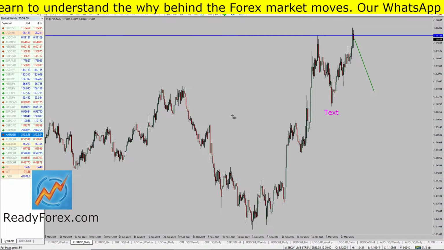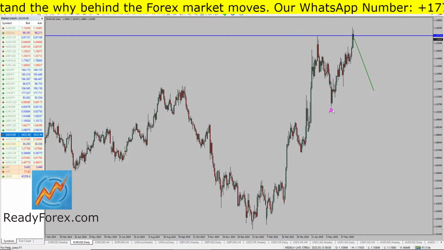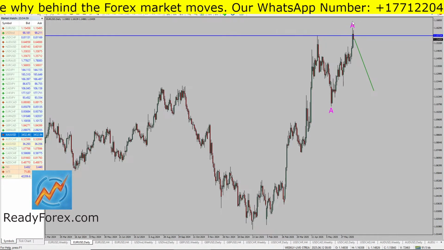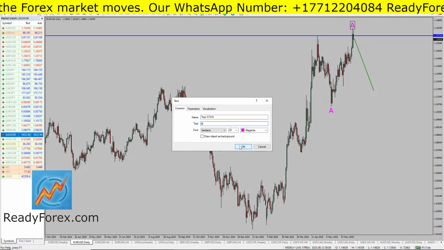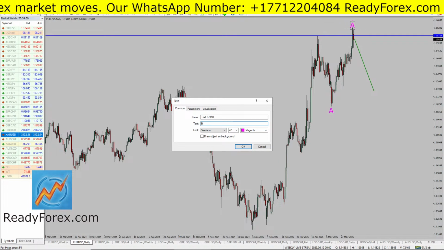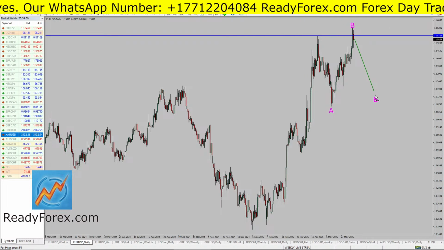let me label the euro dollar chart, go back to the euro dollar again. This is A, then we got wave B, and wave C.